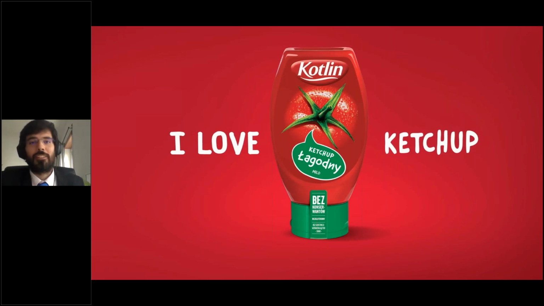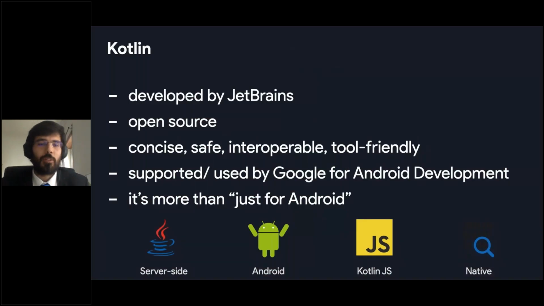Exactly right. We all love Kotlin, right? Fun fact, now searching for this clip, it takes a while. Kotlin is so popular that you really need to search for Kotlin Ketchup to find it. So we all know Kotlin. It was developed by JetBrains. It's open source, it's concise, safe, interoperable, tool-friendly. It's supported and used by Google.